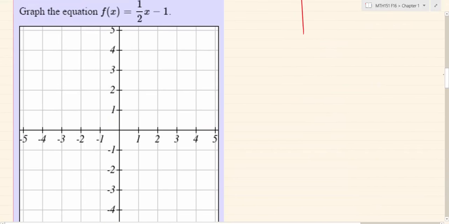Next, graph this. This f of x, don't forget f of x just means y. So if we were to rewrite this, we'd say y equals 1/2 x minus 1. So that's our function. What I'm about to show you is what you do if all else fails. If you have no idea what the graph looks like at all, okay? So what you do is you make what's called an xy table. Usually they're done vertically this way, an x and a y.